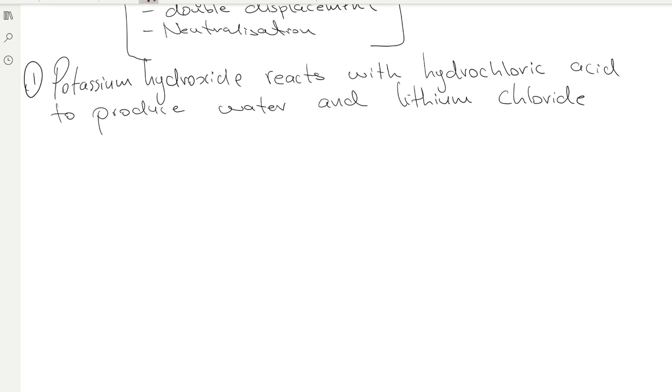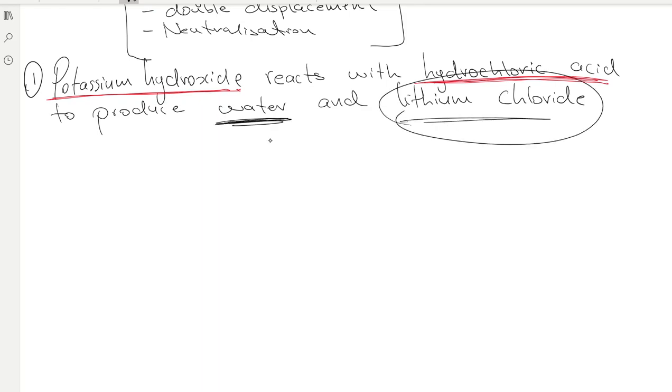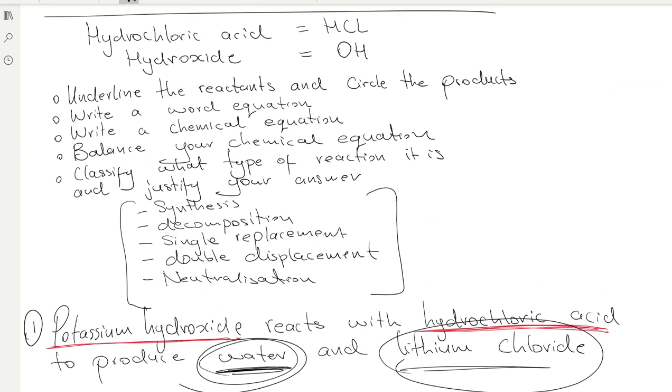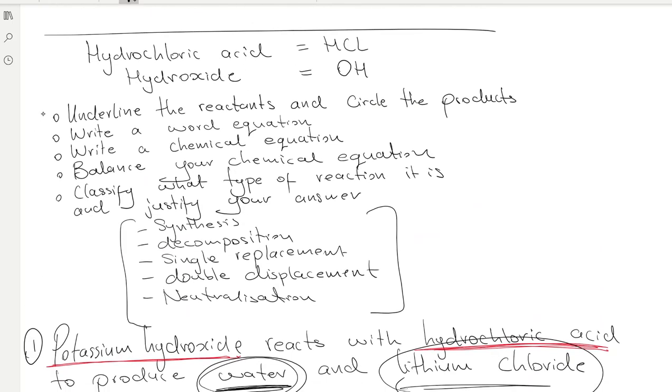So all you've got to do is decide what's reacting. Potassium hydroxide is reacting with hydrochloric acid to form, or to produce, the products: water and potassium chloride, and I've got to circle those. So what's underlined is my reactants. What I've circled are my products. So that's easy marks there, if you can do that part.